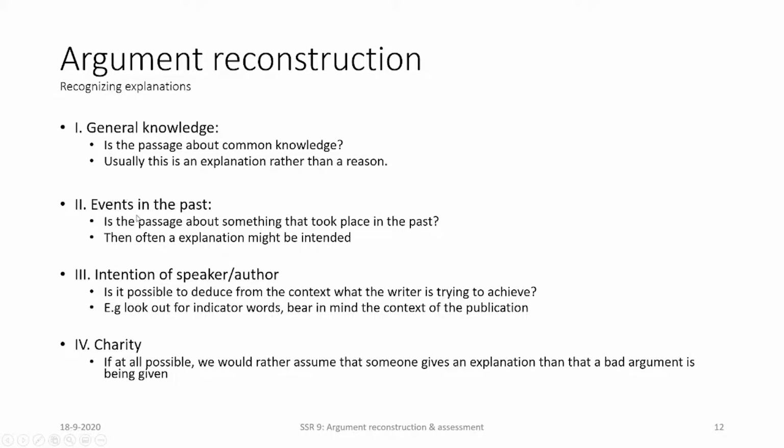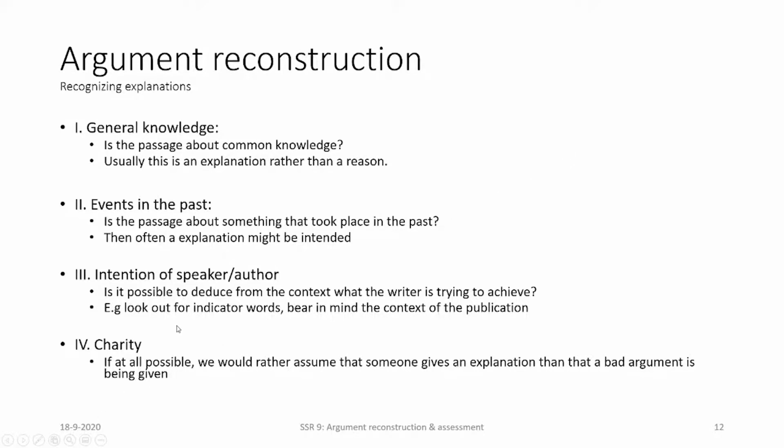Again, it's more likely that something in the past is accepted as general knowledge than when we're talking about something in the future. So that's one of the things that you could use when in doubt. Is this an argument or an explanation, to differentiate between the two? Of course, you could try and check what the intention of the speaker is, or the author. So depending on the context of what is written, or if it's part of a lecture and somebody's trying to give you a specific explanation, it would be more likely that what's being offered is an explanation instead of an argument.